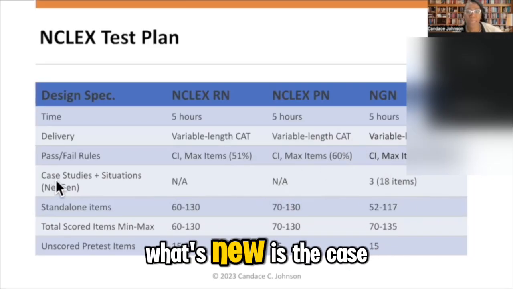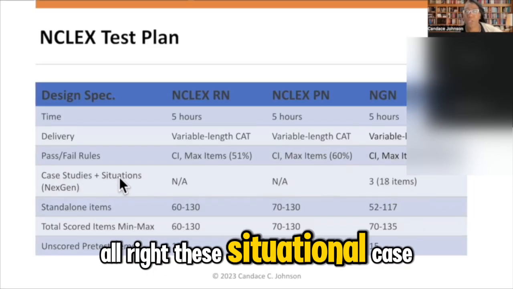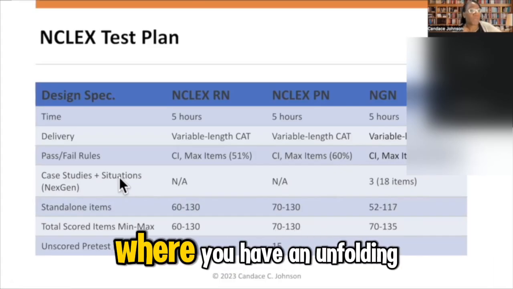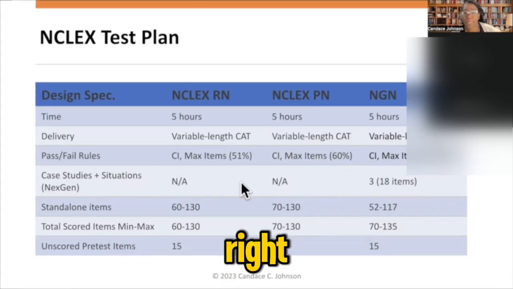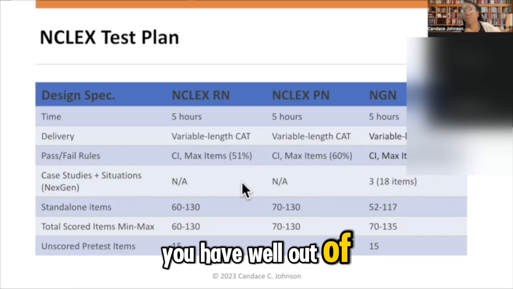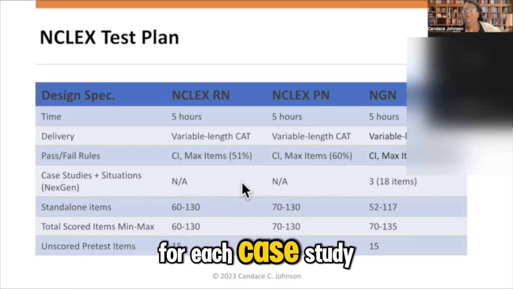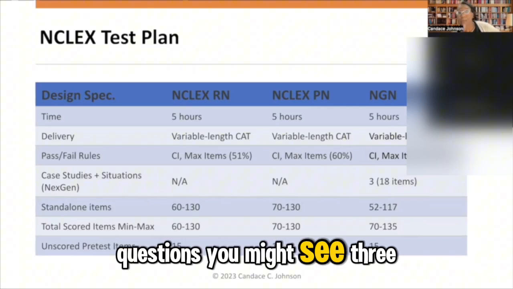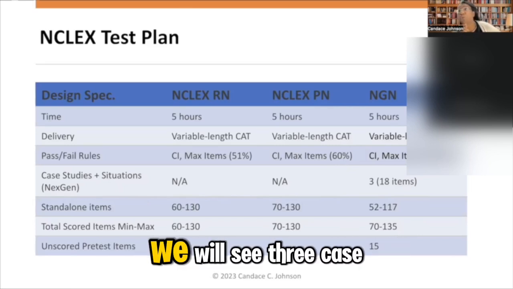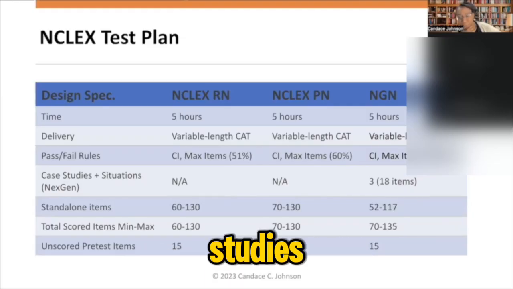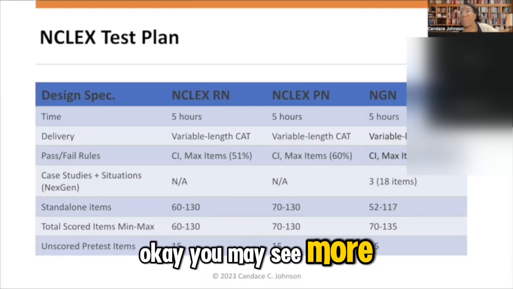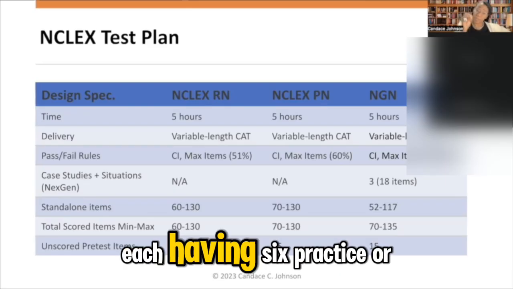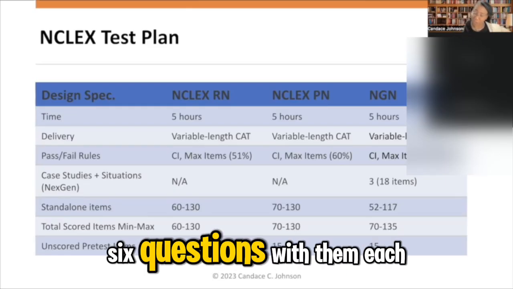Now, what's new is the case studies. All right, these situational case studies where you have an unfolding scenario happening in front of you. There are going to be 6 questions for each case study. Each case study has 6 questions. You will see 3 case studies. Okay, you may see more, all right, but you will see a minimum of 3 case studies, each having 6 questions with them.